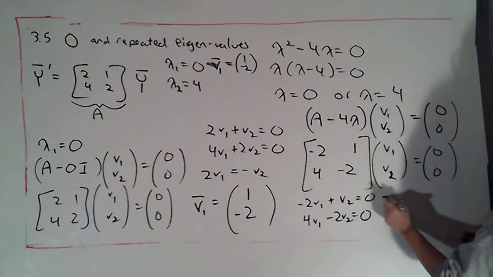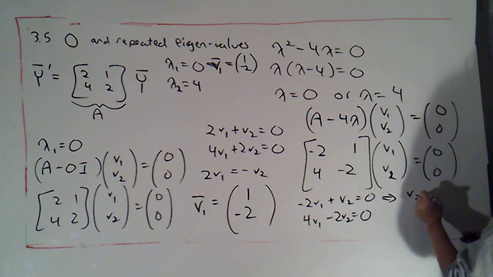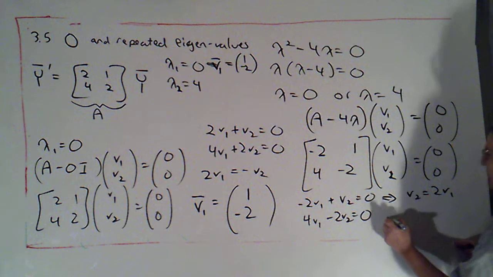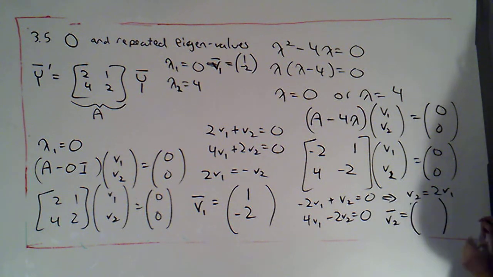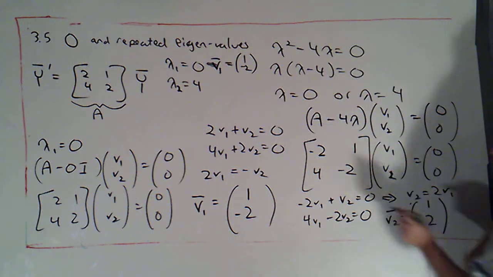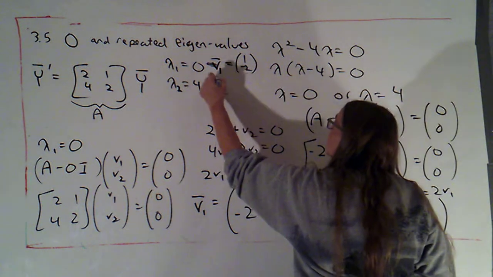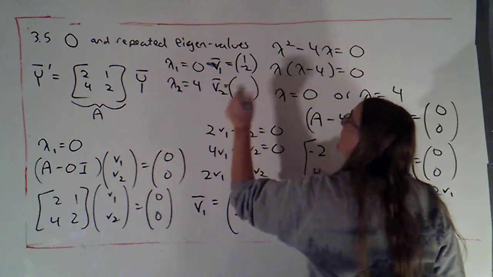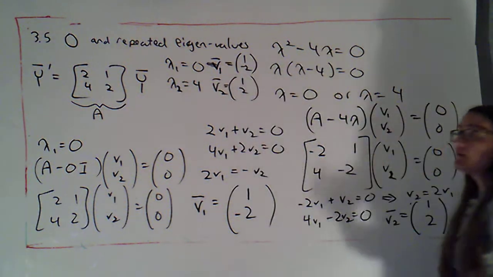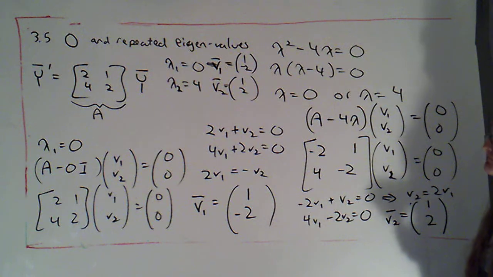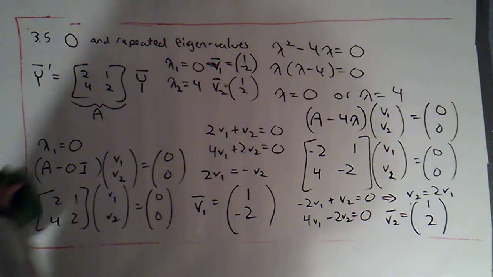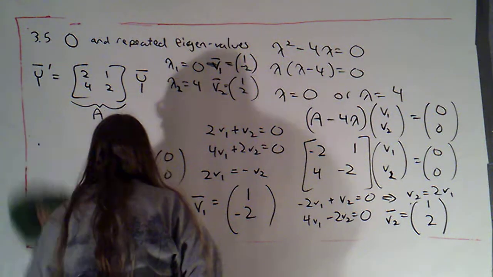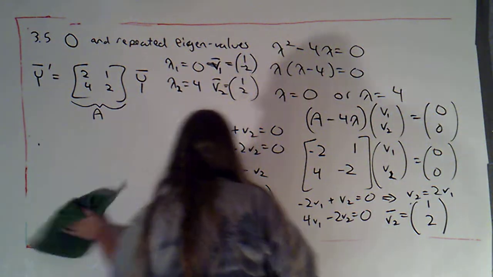Solving this one, I'm going to get v2 has to equal 2v1. So I will choose v1 to be 1, and then v2 will be 2. So the eigenvector for my second eigenvalue is (1, 2). Excellent. So let's go ahead and build our general solution, and then we can come back and talk about the phase portrait.